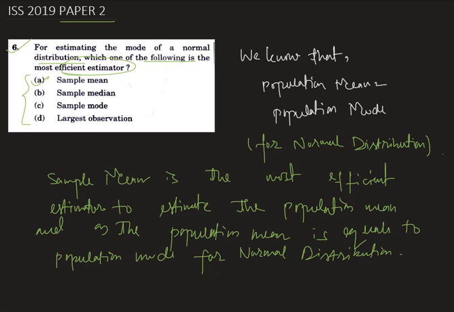Now check another problem. This is the problem number 7, and in this problem we are given that x1, x2, x3, dot dot dot xn are IID random variables with expectation of xi equal to mu and expectation of xi square less than infinity. Then the consistent estimator for mu is which of these given options we need to find.